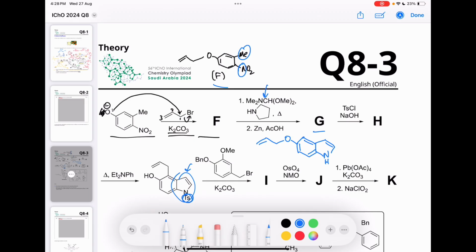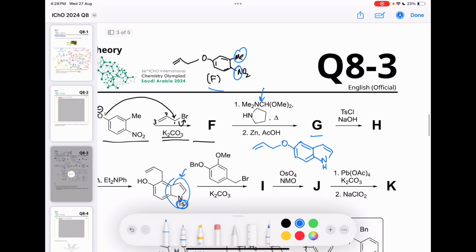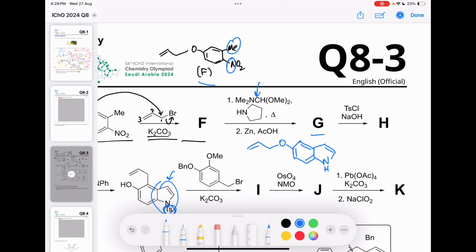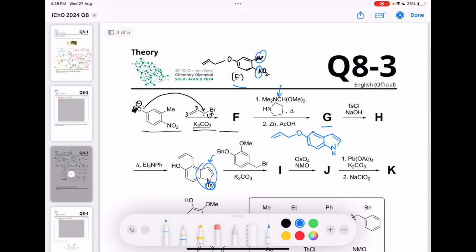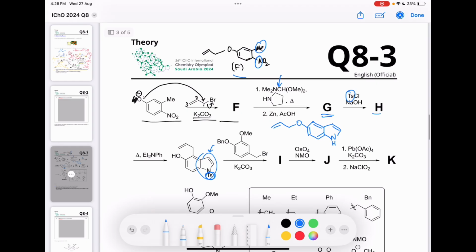Looking at this more, we know that the tosylate group actually came from the G to H step. So the G to H step would just be removing this H and putting in tosylate instead. So that would be your structure H.